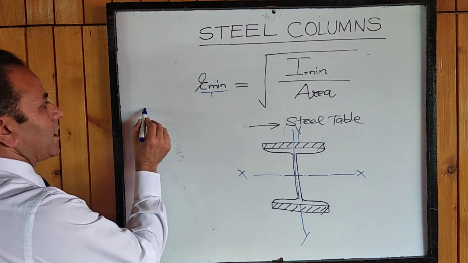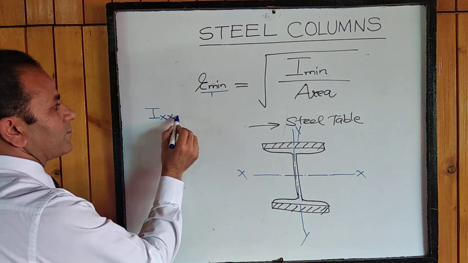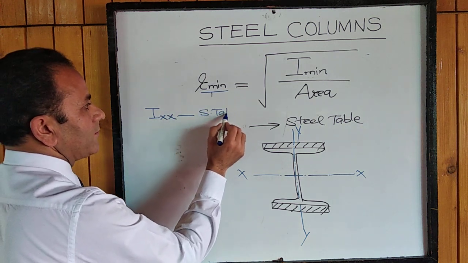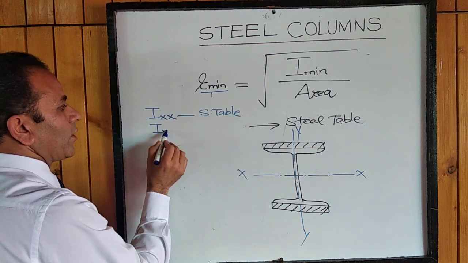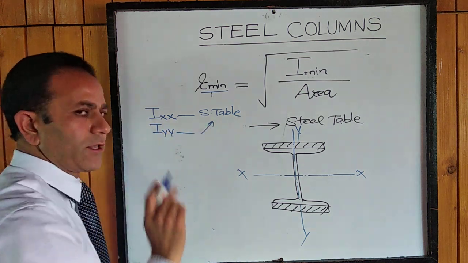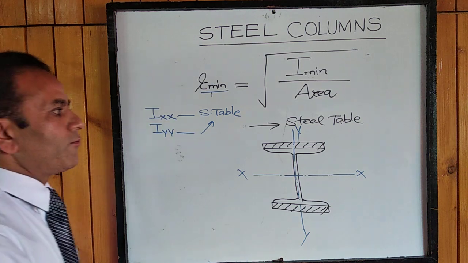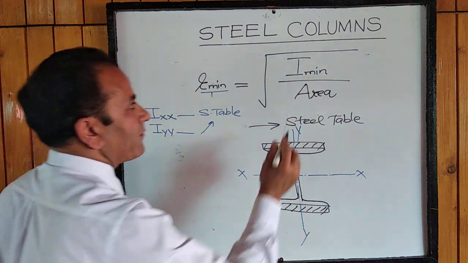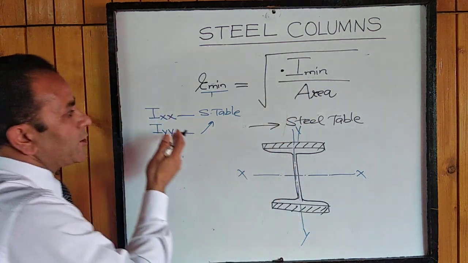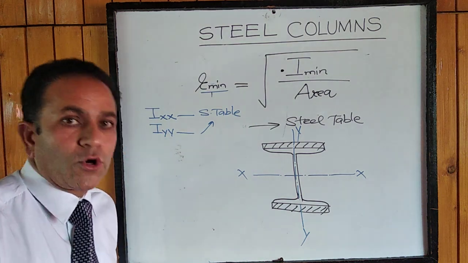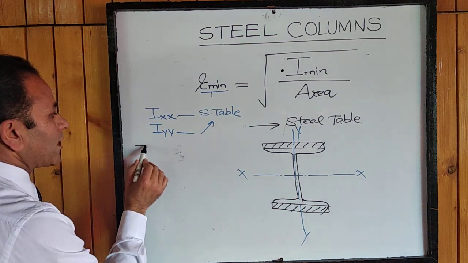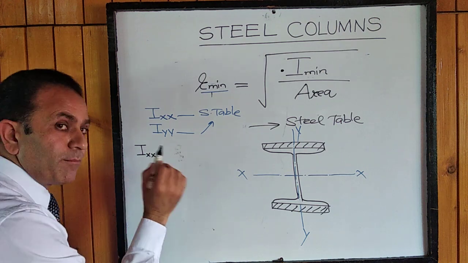For this I section, IXX we can take from the steel table. We can also take IYY from the steel table, for the I section. But for the built-up member now, we'll have to calculate. Our target is I minimum. Why? I don't know whether it will be along the x-axis or along the y-axis. So we calculate IXX for the built-up member now.